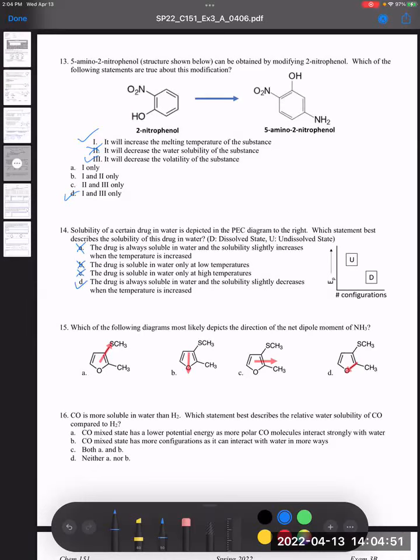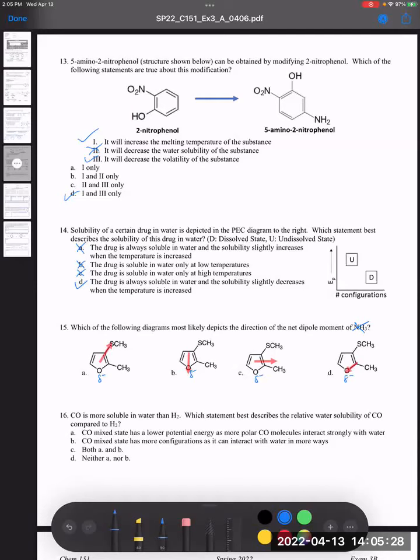Okay, moving on to question 15. Which of the following diagrams most likely depicts the direction of the net dipole moment of NH3? So not NH3 here, this is a typo. We're talking about this, whatever this molecule down here. Okay, and then if you look at it, the most electronegative atom here is oxygen. Therefore, that will have a partial negative charge. Okay, that area has to be definitely more electronegative. It's going to have a higher density of electrons as a result. Therefore, the arrowhead should be going towards oxygen.